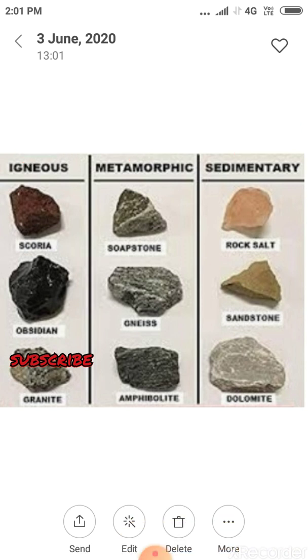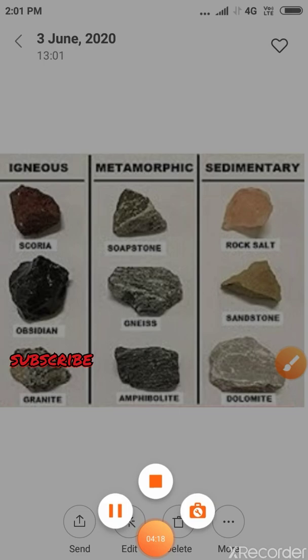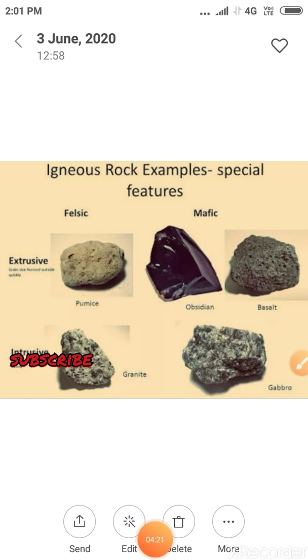So let us come to the first one, igneous rock. What do you mean by igneous rock? When the molten magma cools, it becomes solid and is called igneous rock. They are also called primary rocks, and they are of two types: intrusive rock and extrusive rock.